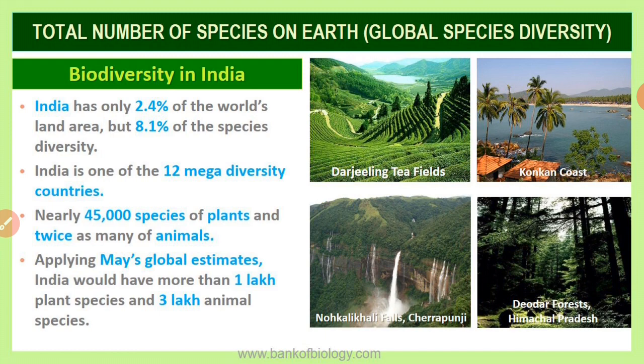Nearly 45,000 species of plants and twice as many animals are there. Out of these, about 50,000 species of flowering plants are there in India, which counts for 6% of the total plant species in the world. And nearly 76,000 species of fauna, which includes invertebrates, insects, fishes, amphibians, reptiles, birds and mammals. This is in brief regarding the species diversity in India. By applying May's global estimates, India would have more than 1 lakh plant species and 3 lakh animal species.